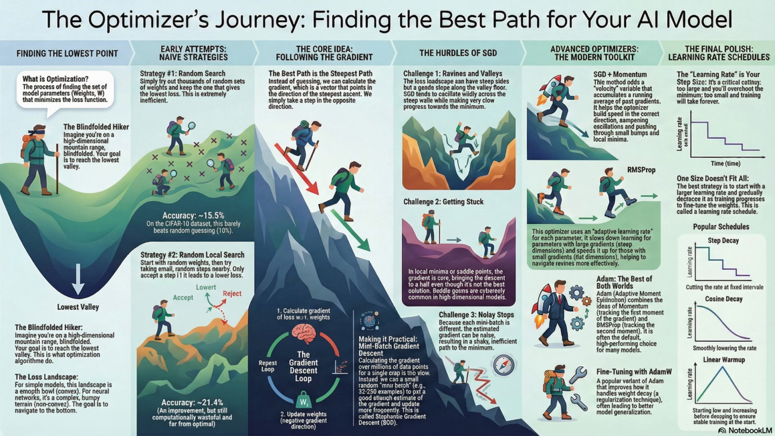Right. Local minima and saddle points. Yeah. You get to a spot where the gradient is 0, so you stop moving. Now, in high dimensions, it's actually rare to get stuck in a true local minimum. It's much more common to hit a saddle point. Which is what, exactly? It's a point that's a minimum in some directions, but a maximum in others, like the middle of a horse's saddle. The gradient is 0, but you're not at the bottom. Simple SGD gets paralyzed there.